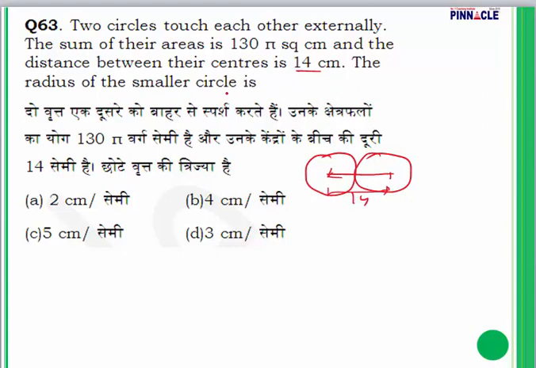The radius of the smaller circle, it means the sum of these must be 14 and the sum of their areas is 130 pi. You can say pi r plus r square.